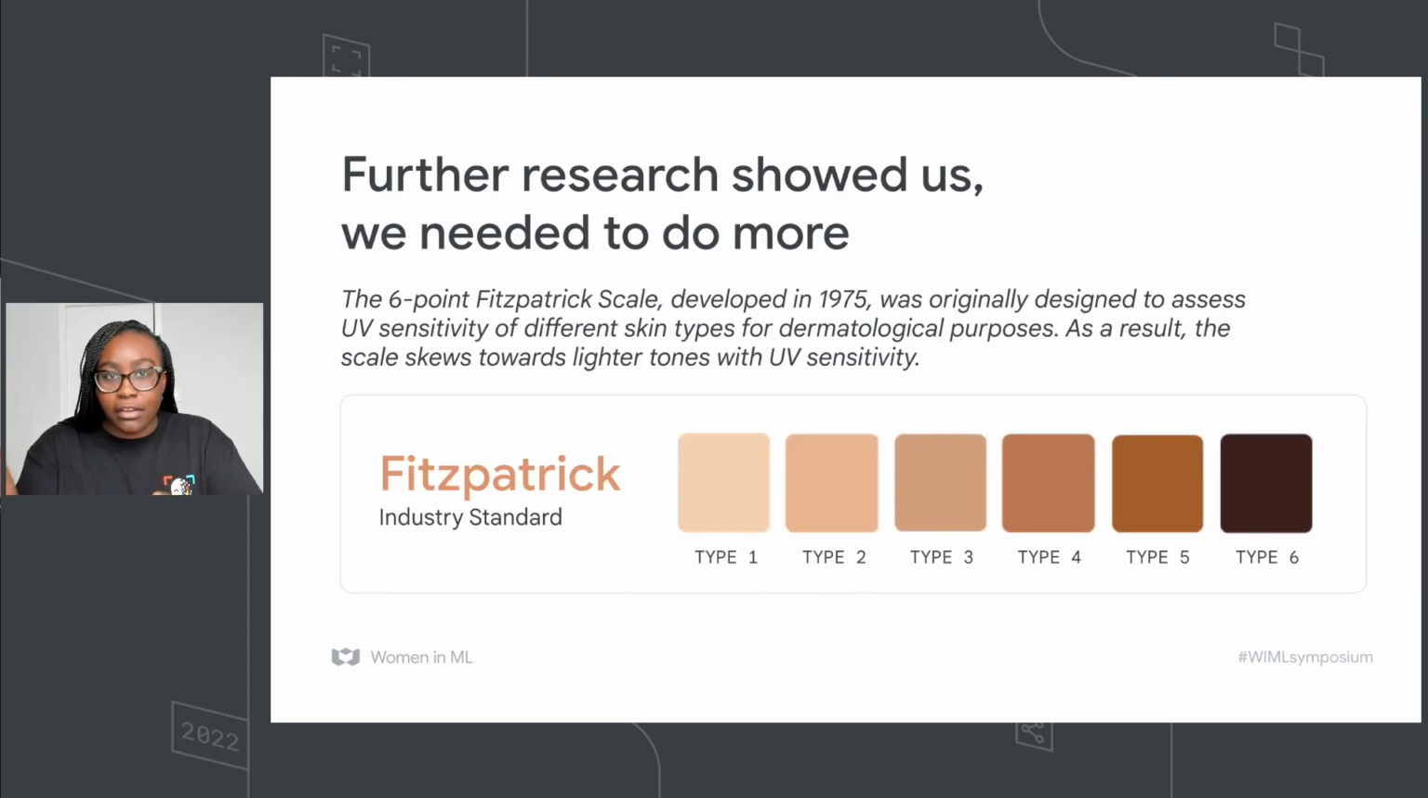At the time of that product, we were using the de facto tech industry standard for categorizing skin tone, also known as the 6-point Fitzpatrick scale. Developed in 1975 by Harvard dermatologist Thomas Fitzpatrick, the Fitzpatrick scale was originally designed to assess UV sensitivity of different skin types for dermatological purposes. As a result, because the scale was basically used for UV sensitivity research, it tends towards lighter skin tones, which also tend to be more UV sensitive. Makes sense. While the scale may work for dermatological use cases, relying on the Fitzpatrick scale for machine learning development has resulted in obvious unintended bias that excludes darker skin tones.